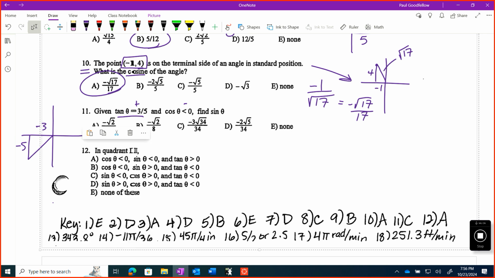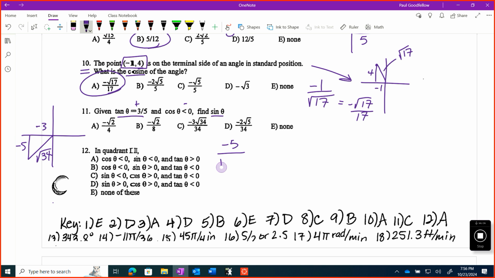Go away. Okay. And ultimately, the Pythagorean theorem would make this 25 and 9, which would end up being the square root of 34. That's what's going on there. Now, if I wanted to find the sine of that picture, it is the opposite, which is -5, divided by the square root of 34, which is the hypotenuse. And that answer would be -5 square root 34 divided by 34. And that answer is not there.